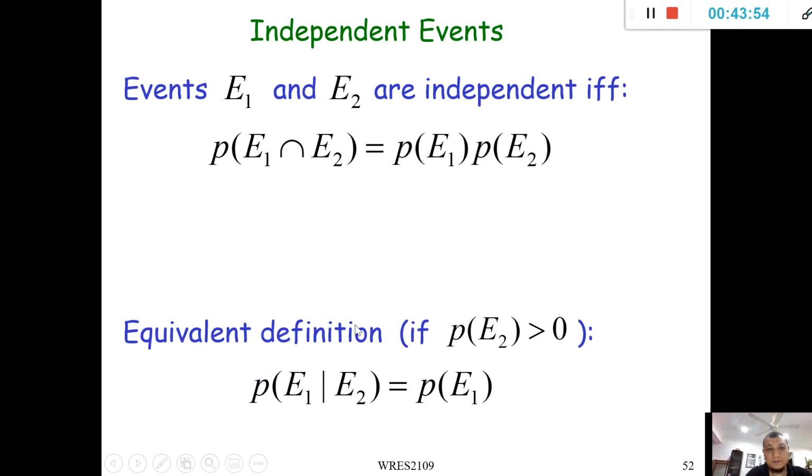So independent events: say that E1 and E2, event 1 and event 2, are independent if P(E1 intersection E2) is equal to P(E1) times P(E2). Okay, so P(E1|E2) is equal to P(E1), or P(E2|E1) is equal to P(E2). It doesn't matter.